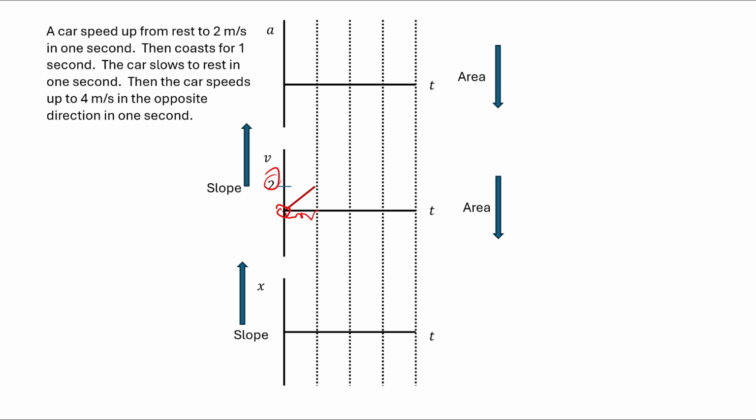The next piece says the car coasts for 1 second. And so coasting, that just means you keep constant velocity for 1 second. Okay, then it says the car slows to rest in 1 second. So I just draw another straight line headed down. Okay, and then it says, then the car speeds up to 4 meters per second in the opposite direction in 1 second. So I just draw a slightly steeper line over there.